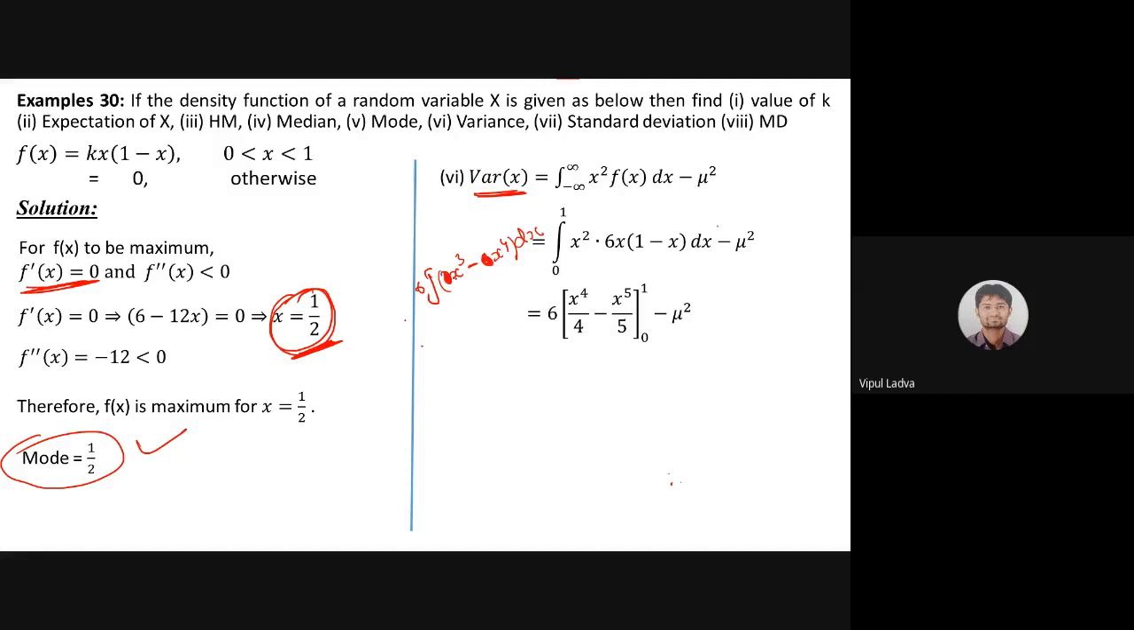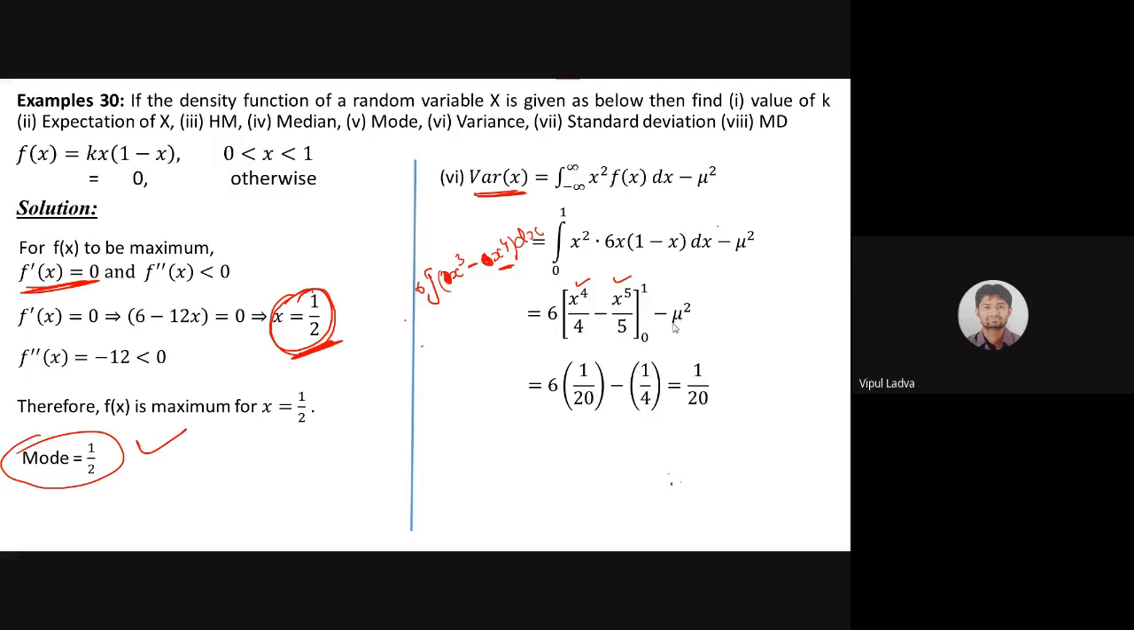Now I'm integrating x cube minus x raised to 4. The integration of x cube will be x raised to 4 by 4. Integration of x raised to 4 will be x raised to 5 by 5. And we are having the limit of integration, that is 0 to 1, minus mu square as it is. Solving that, this will be 1 by 4 minus 1 by 5, is it? 0 will not give any impact over there.